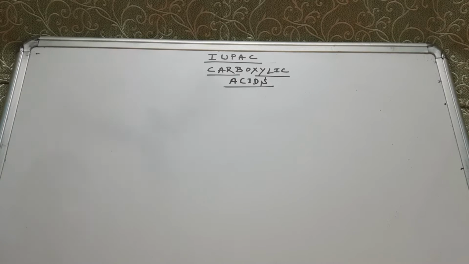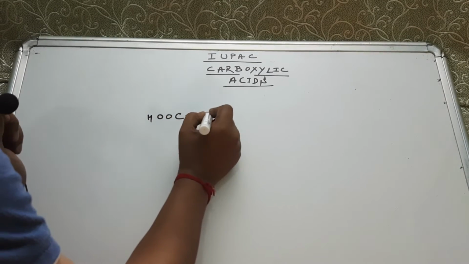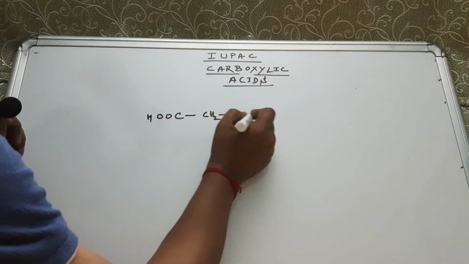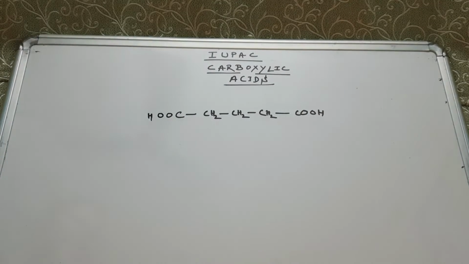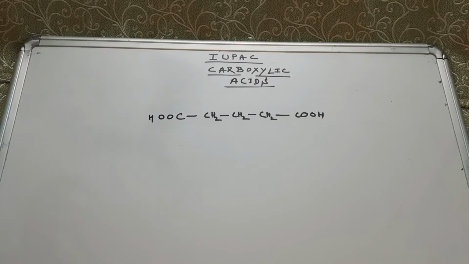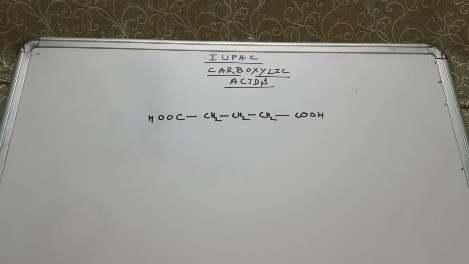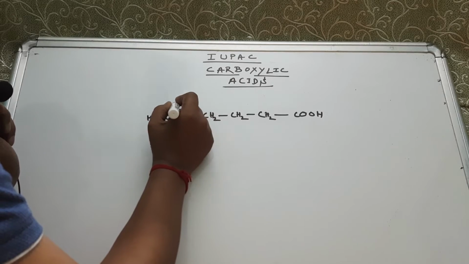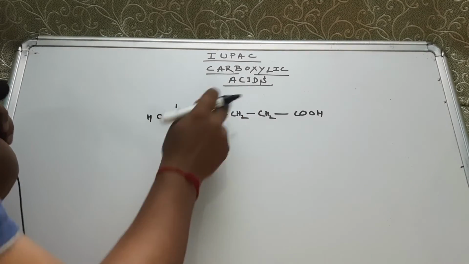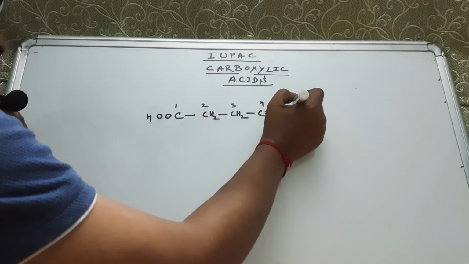So next example, COOH, CH2, CH2, CH2, COOH, and here are two carboxylic groups. So students often get confused about where they will start numbering. You can start numbering from any of these carboxylic carbons. So I will start from here. So 1, 2, there is no branching, there is no substitution here, it is a long chain. So 1, 2, 3, 4, 5.